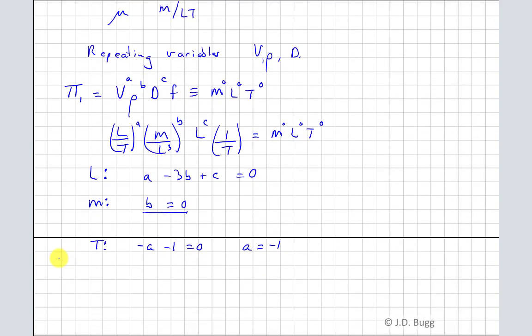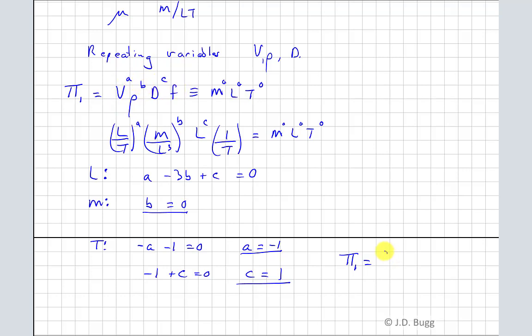So now we take a of negative 1 and a b of 0 and go back to this one, and we get negative 1 plus c equals 0. So we get that c is equal to 1. So there's our three values, a, b, and c. So now we can form pi group 1 from those. So we're essentially just rewriting this with the value of a, b, and c that we found.